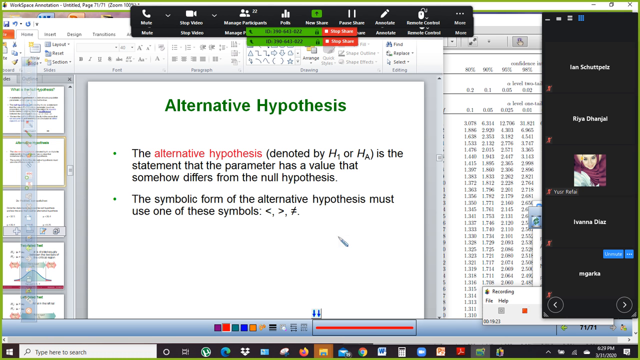The alternative hypothesis, denoted by H1 or HA, is the statement that the parameter has a value that somehow differs from the null hypothesis. The symbolic form of the alternative hypothesis must use one of these symbols: less than, greater than, or not equal to. Exactly. So the alternative hypothesis is either H naught or something else. If H naught is always, always, always equals, then the alternative can't be equals. It has to be something else: less than, greater than, or not equal to.